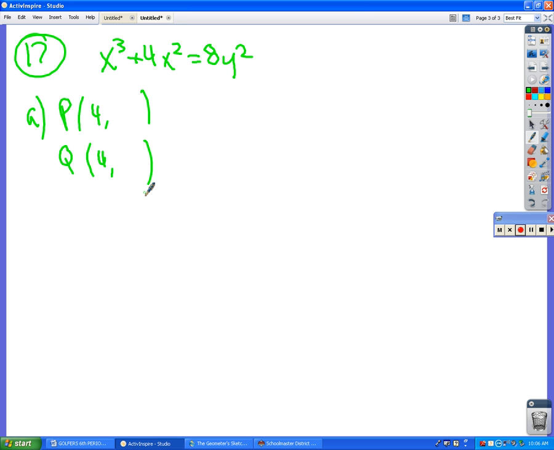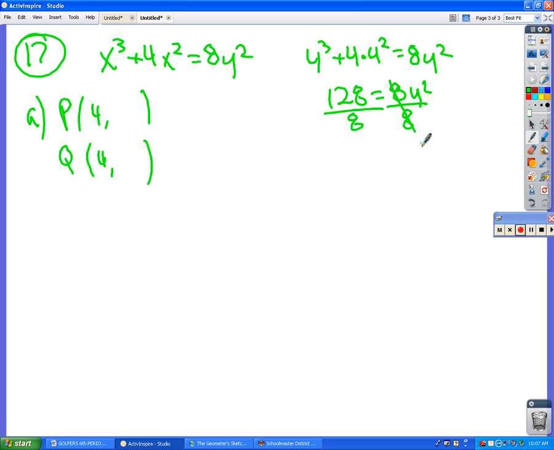Plug in 4. Here's my original equation. So 4q plus 4 times 4 squared equals 8 times y squared. So 4 cubed is 64, yes? And so 64 plus 64 is 128. Divide both sides by 8.